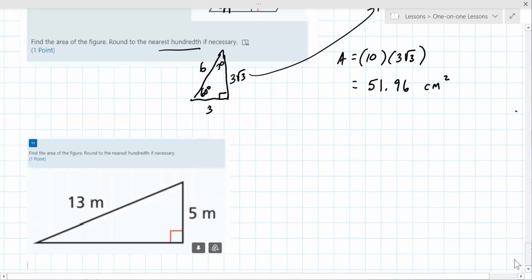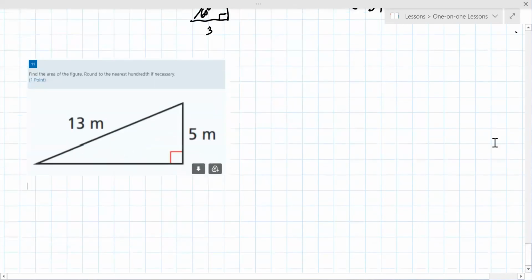Okay, find the area of the figure, round to the nearest hundredth if necessary. So the area of a triangle is 1/2 base times height. So we have the height, or if this is the base, we need the height. So in short, we need this other length. So we'll call it x.